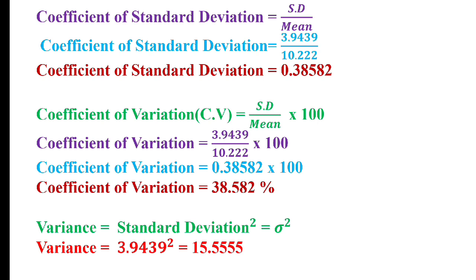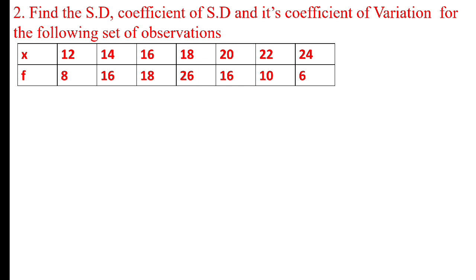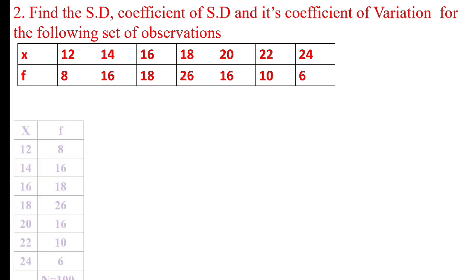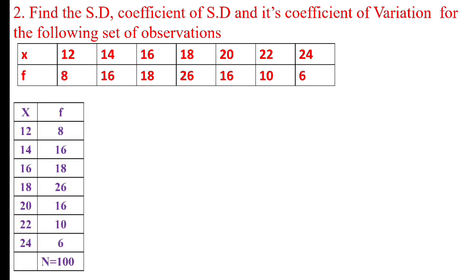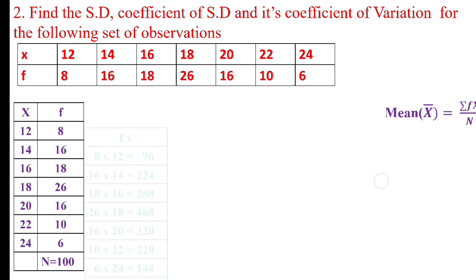Now another question will be taken, considering a discrete series of observation. The discrete series of observation will be written in vertical form. Then finding total of frequency, 100. We know very well in standard deviation we need to find out mean. So the formula is summation fx divided by n.